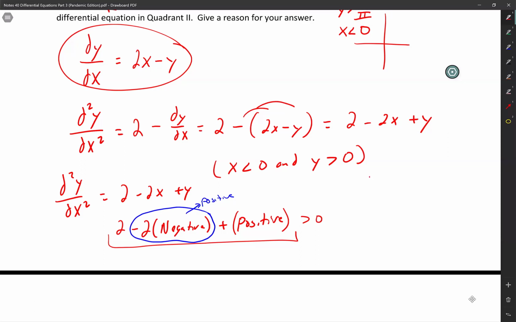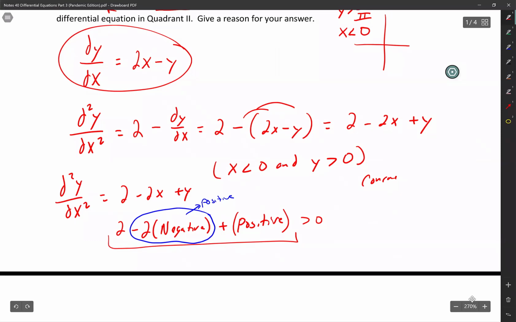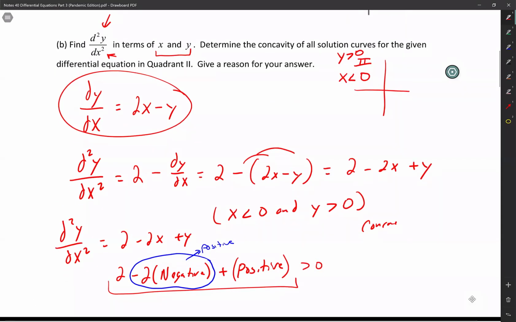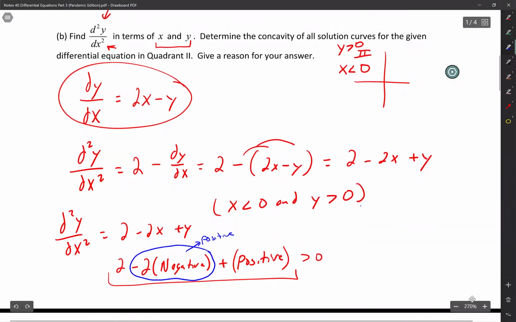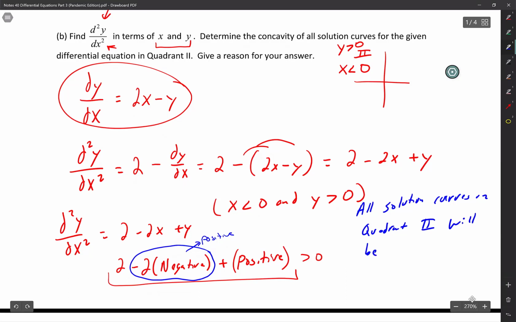So I should write a nice sentence. Determine the concavity of all solution curves in quadrant 2. So I'm going to write, in blue: all solution curves in quadrant 2 will be concave up.